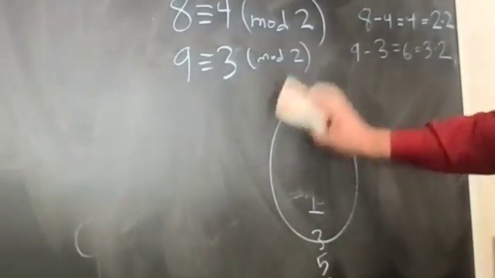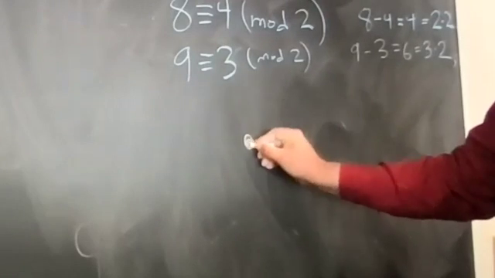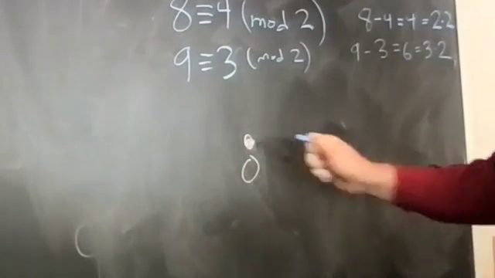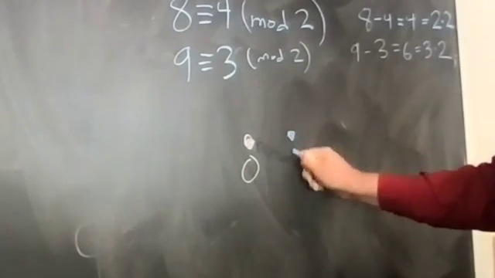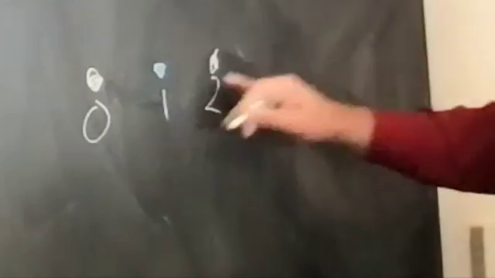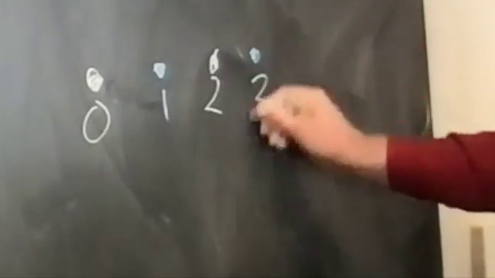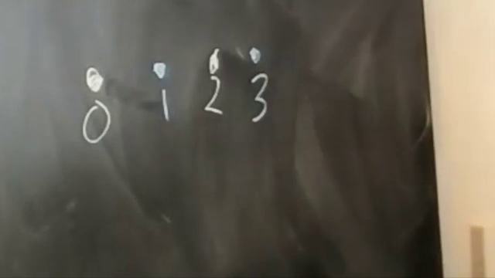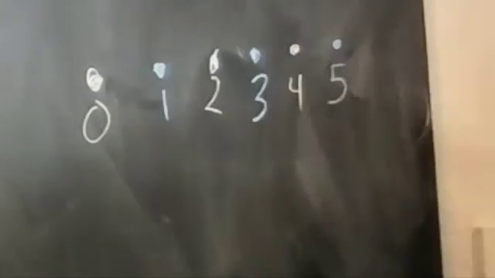You start writing out your integers. You're going to have 0, which is not congruent to 1, which is congruent to 0. You're going to have 3, which is congruent to 1, 4, which is congruent to 0, and this pattern will just repeat. You all see what we're doing?